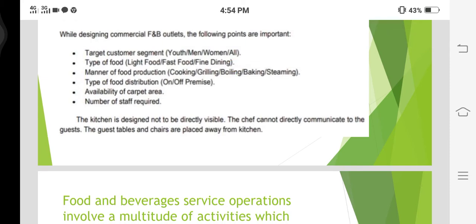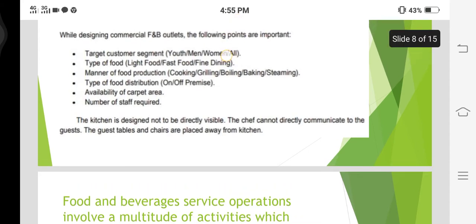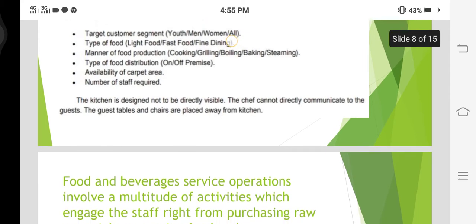Availability of carpet area. You must provide carpet area on your floor, especially on the stairs, so it is not slippery and is comfortable for customers, and the design of the F&B outlet looks nice. You must also provide space to widen the area of your restaurant so it is not cramped.